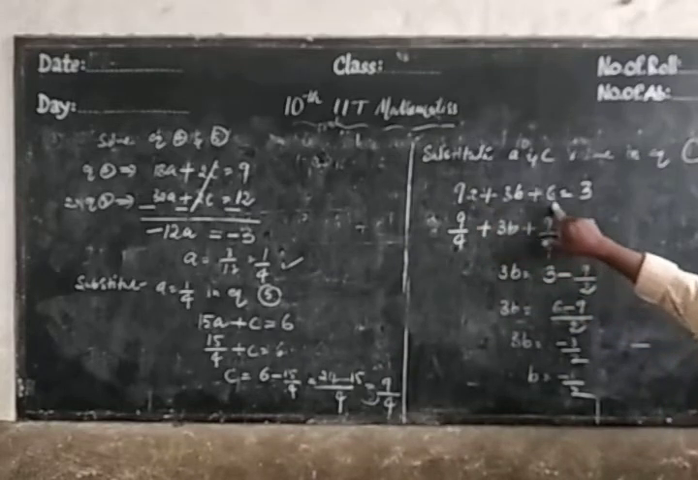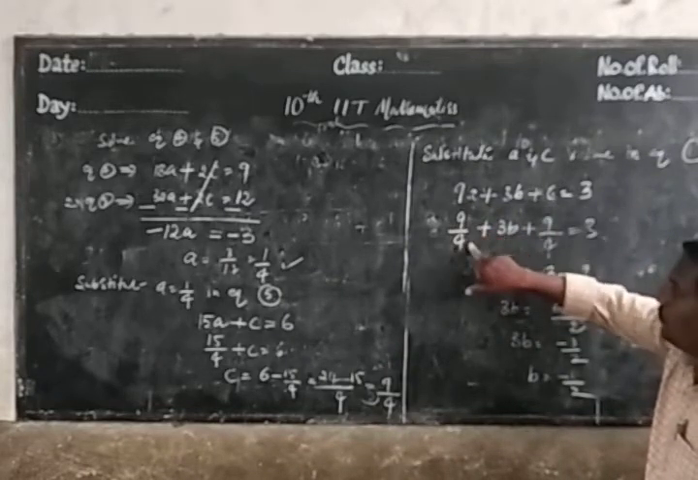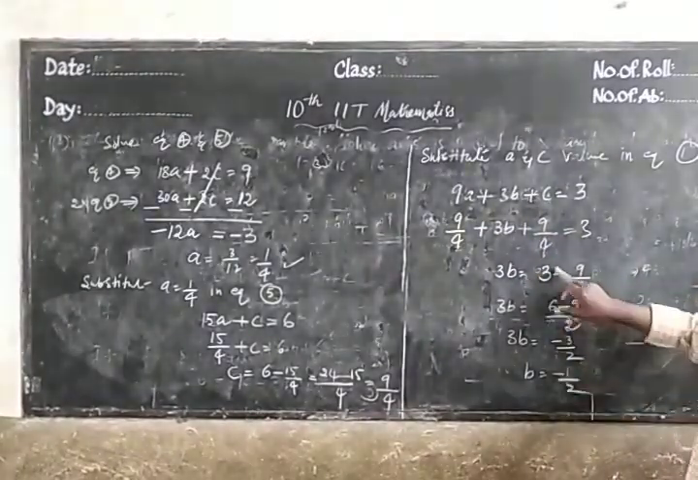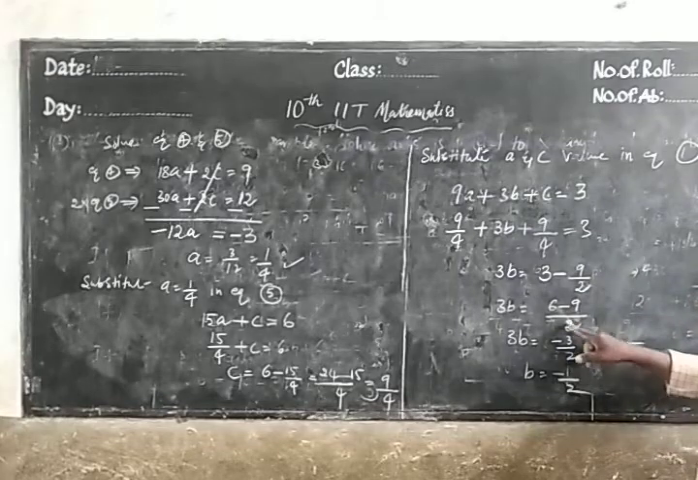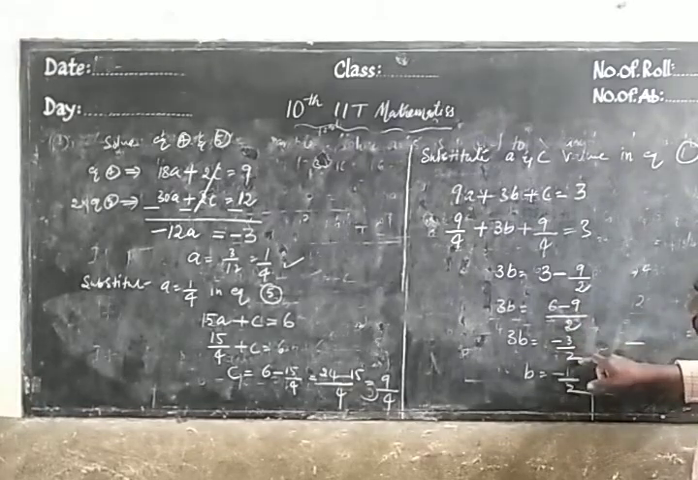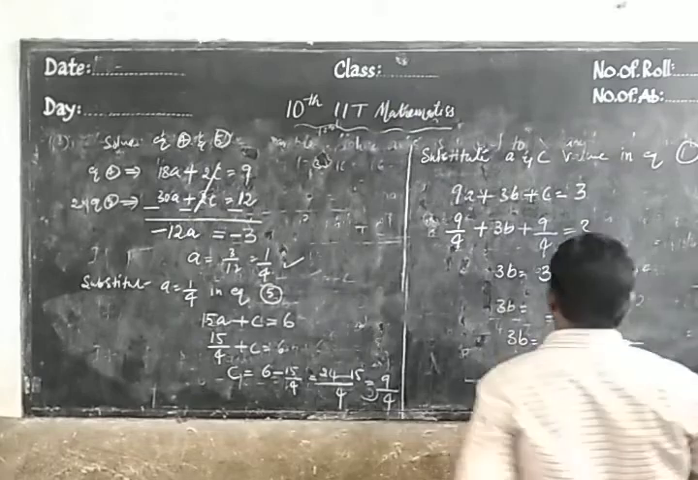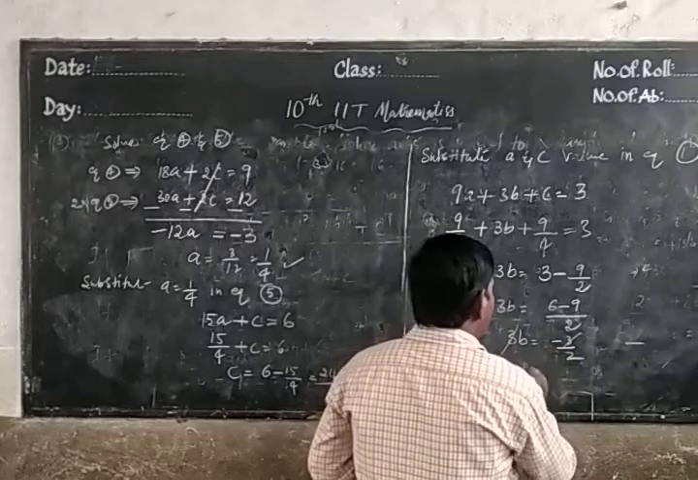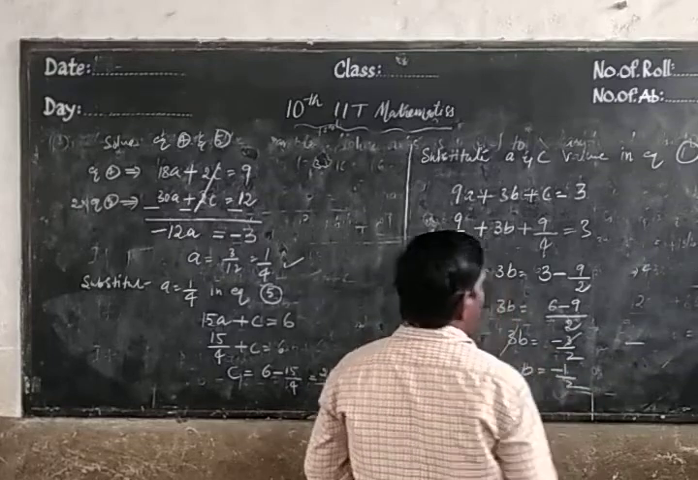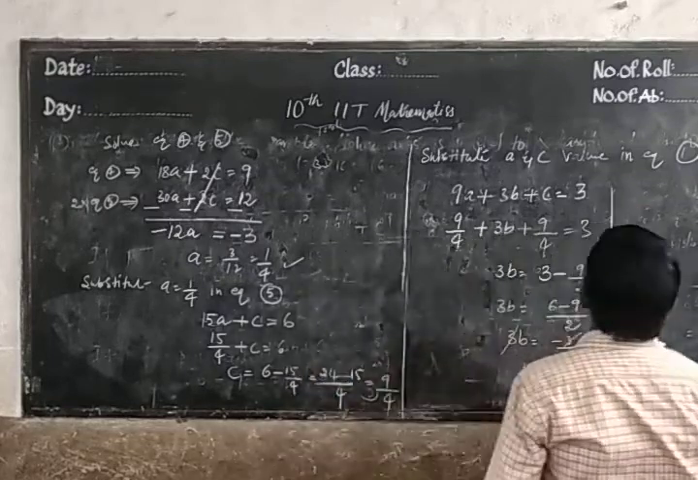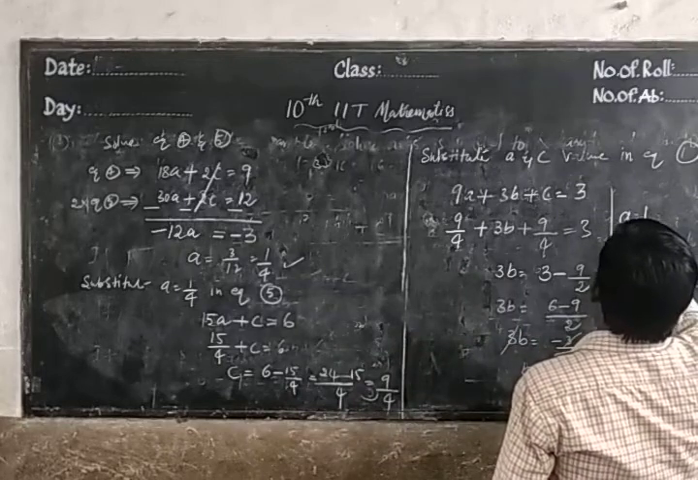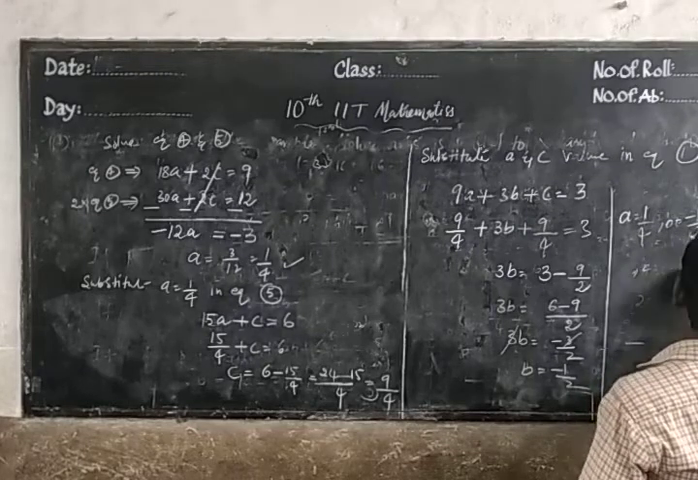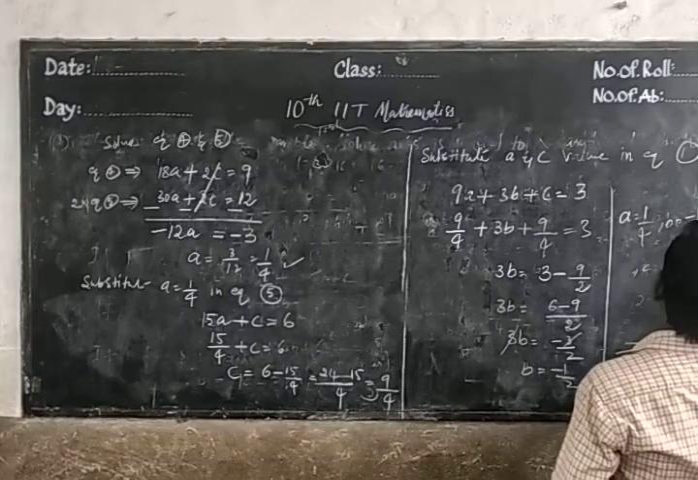9a plus 3b plus c equal to 3. 9 by 4 plus 3b plus 9 by 4 equal to 3. 3b equal to 3 minus 9 by 2. LCM 2: 6 minus 9 by 2 is minus 3 by 2. So 3 cancel, directly 3 cancel. B equal to minus 1 by 2. What is the a value here? A equal to 1 by 4. B equal to minus 1 by 2. C equal to 9 by 4.